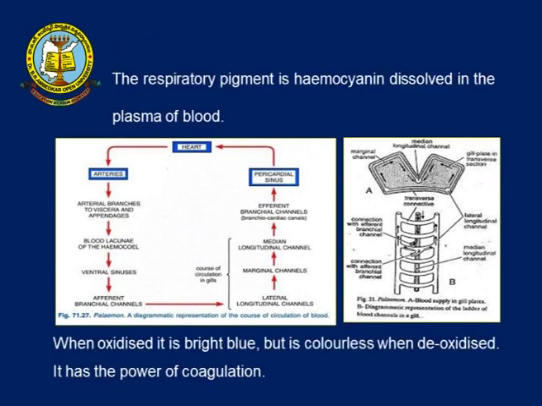The respiratory pigment is hemocyanin. Cyanin means blue colored pigmentation, which is dissolved in the plasma of the blood. When oxidized it becomes bright blue in color, but it becomes colorless when deoxidized, and they also have a power of coagulation. Now, coming to the next system, that is the nervous system of Palaemon.